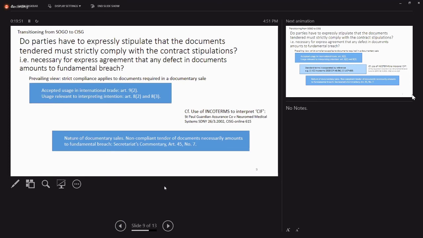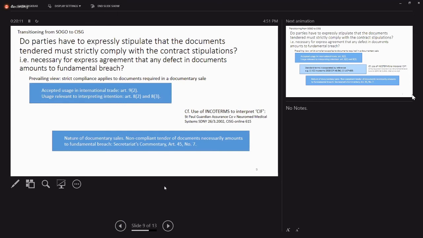Article 9.2 talks about accepted usage in international trade, and if you're able to prove that in international trade, the norm is strict compliance when it comes to documentary sales, you're entitled to expect that all documents are strictly compliant with the contract, or else you don't pay. Then that becomes part of the usage that goes into your contract.